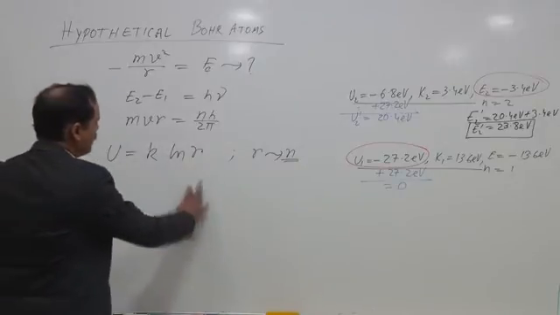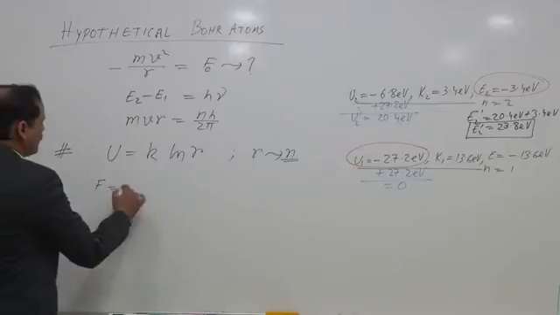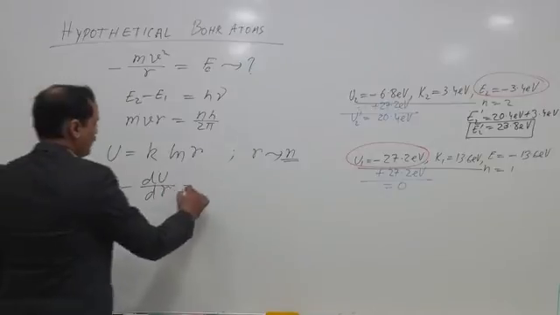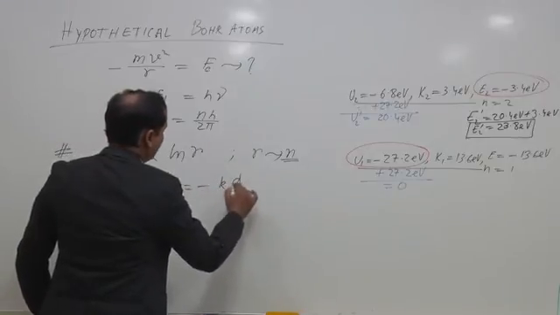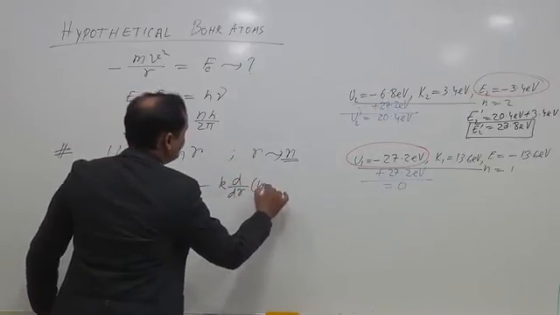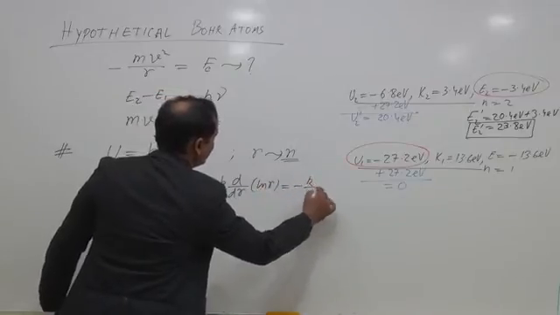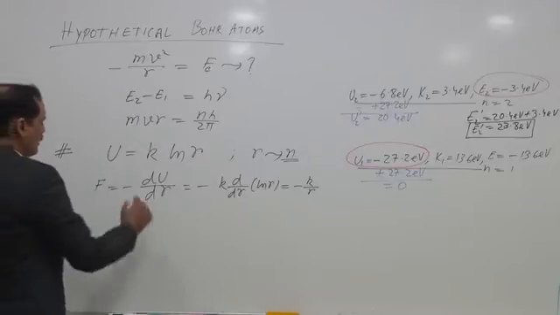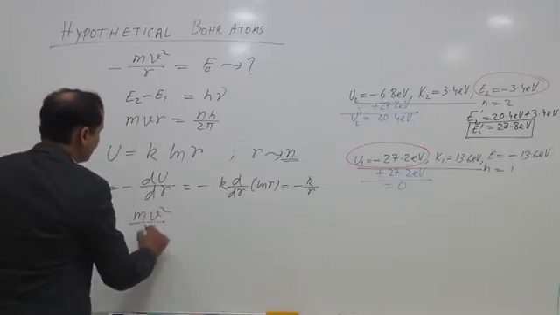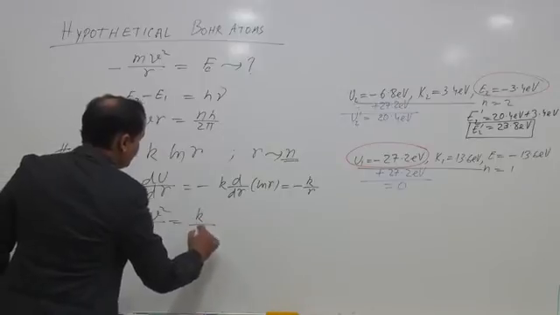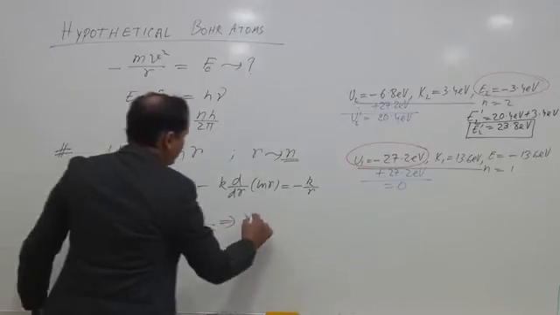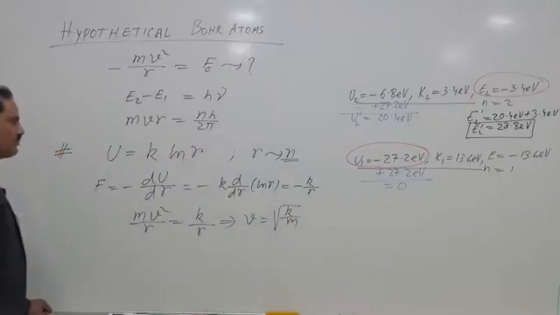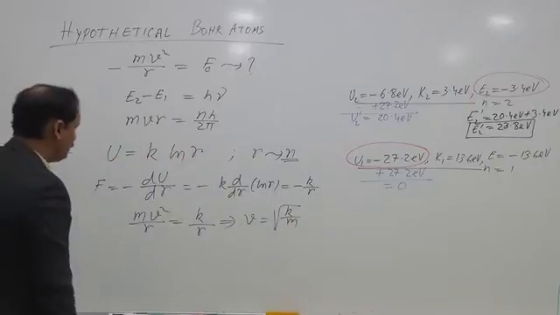So, as U is equal to K log r, we know F is equal to minus dU by dr. This is equal to minus K d/dr of ln r, that is equal to minus K by r. So, from Bohr's first postulate, we can write mv square by r is equal to K by r, or v is equal to under root K by m. This is the expression for speed.